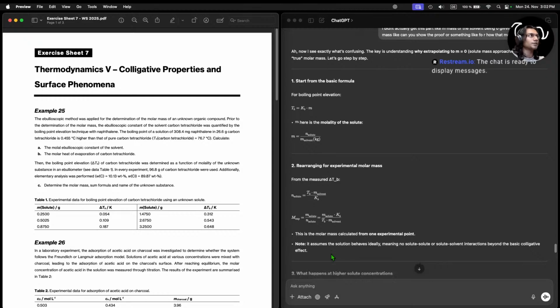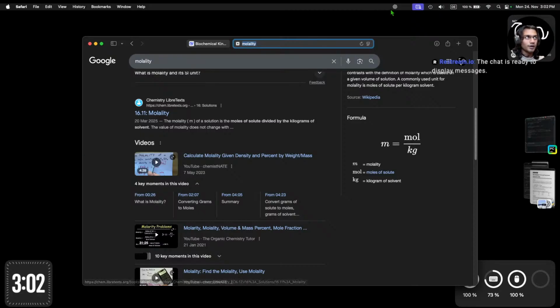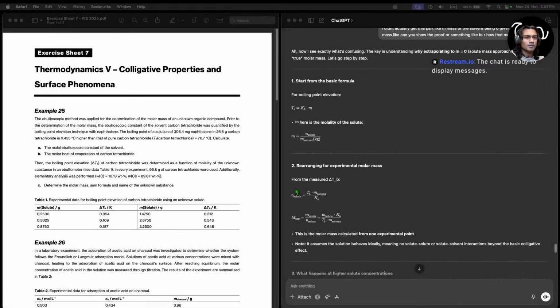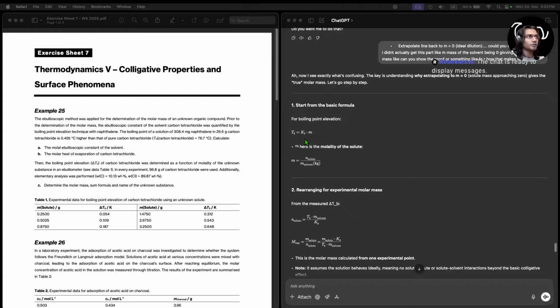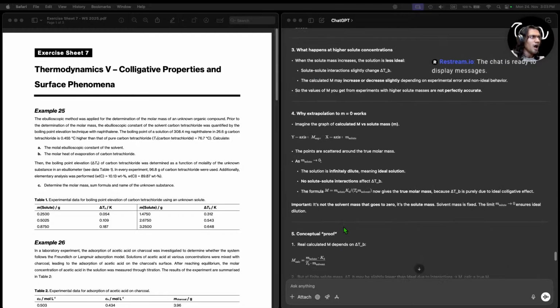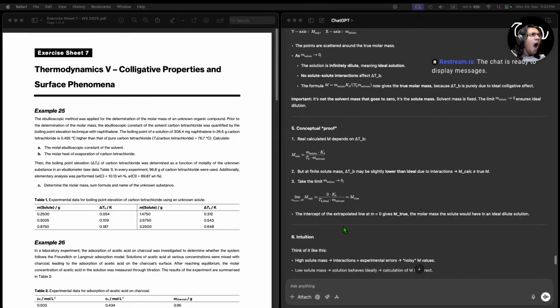What happens at higher solute concentrations? What happens? I don't know. Focus, focus. For boiling point elevation, rearranging, yeah. Right. Here, calculated M depends on, but at finite solute mass it may be slightly lower than ideal due to the interactions.